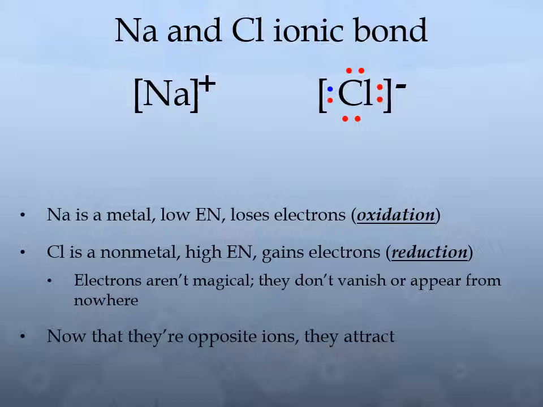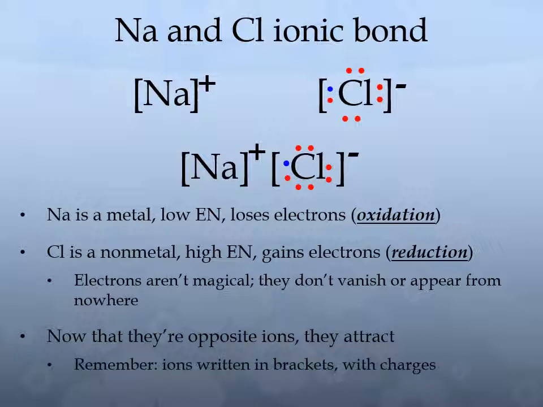These oppositely charged ions attract, so I need to write the whole thing a little bit closer together. I'm just going to put them physically next to each other on the page to show the attraction. And just always remember that any ion gets a bracket written with charges outside. That shows it's different from a neutral atom, and we didn't just make a mistake and forget to draw the electron dots or put too many electron dots.